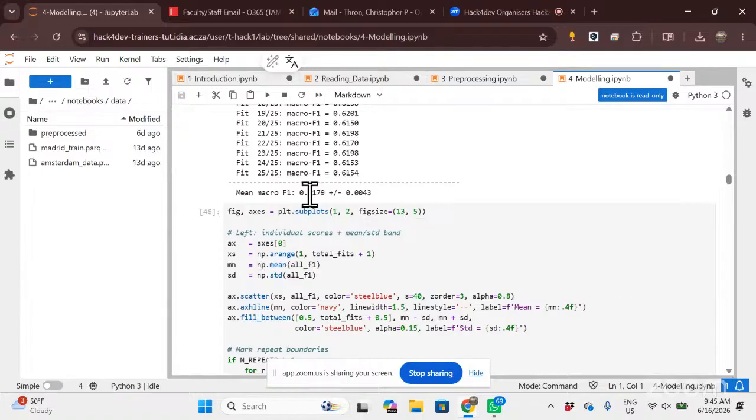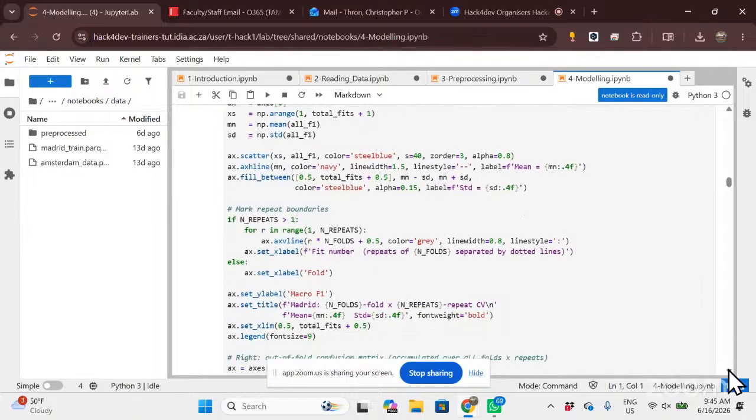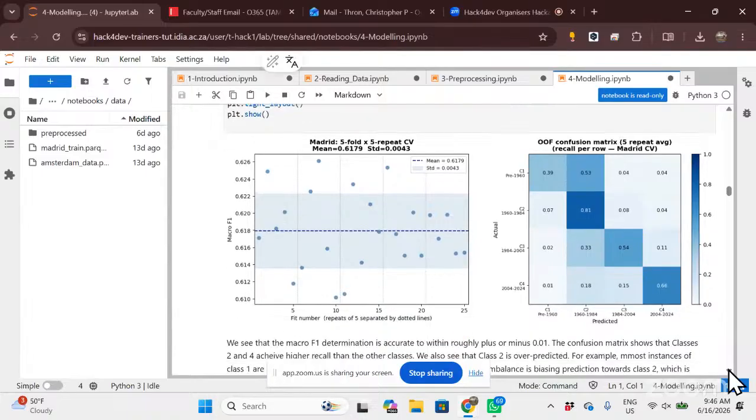And here's the summary. It's 0.6179 plus or minus 0.0043. Okay, so the values are quite constant. So we have a very good idea of the real accuracy of this model. I say accuracy, but a macro F1 is very similar to accuracy. And this is just a graphical representation of the same variability.